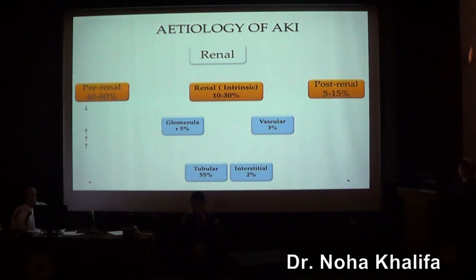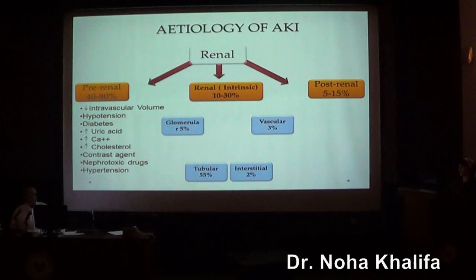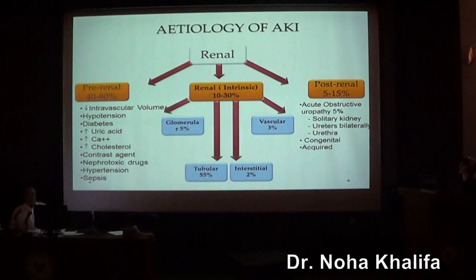As we all know, I won't go into depth into the etiology of AKI, but we all know that the causes are pre-renal, renal, and post-renal. And these are the percentages: pre-renal accounts for 40 to 80% of the causes of AKI. And of course, we have the very famous diseases like diabetes, hypertension, and nephrotoxins. We have the post-renal causes that account for up to 15%, and this is basically urological causes. And we have the renal causes: glomerular only 5%, tubular 55%, interstitial 2%, and vascular 3% of the total causes.